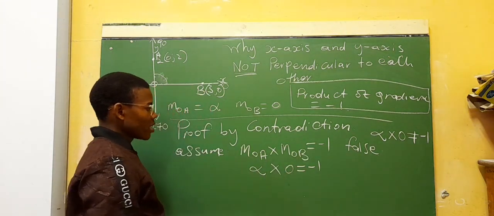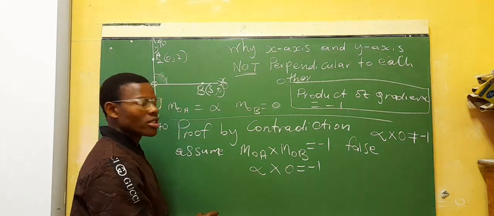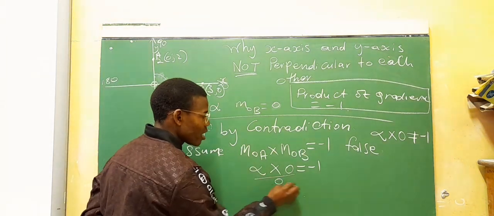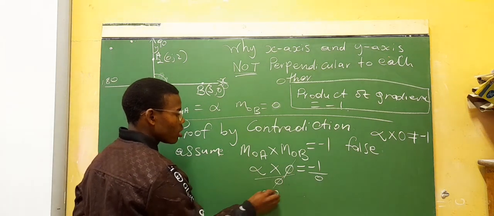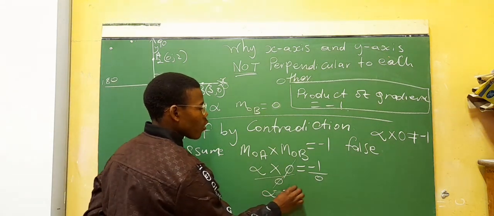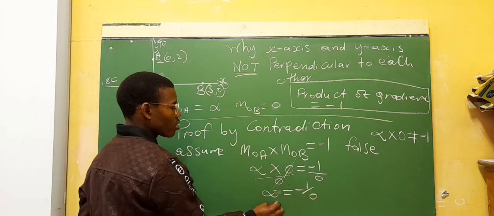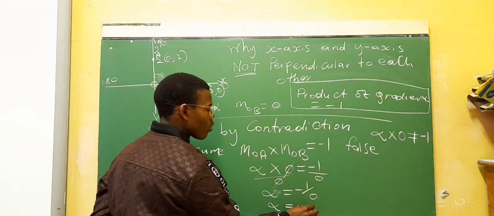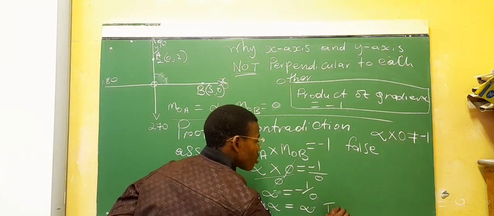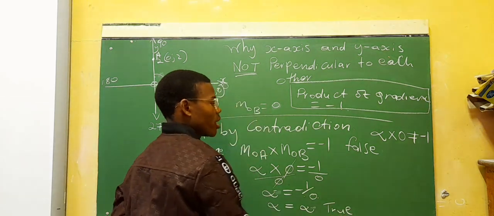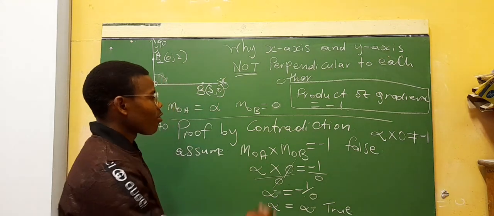So we continue with the false statement. Let's solve this by dividing by 0 on both sides. By dividing by 0, this 0 cancels this one. Undefined is equal to -1 over 0. Anything divided by 0, guys, is undefined. So in this case, undefined is equal to undefined. Is that not true? Undefined is equal to undefined, like 1 is equal to 1. That is a true statement. So from a false statement, we get a true statement.